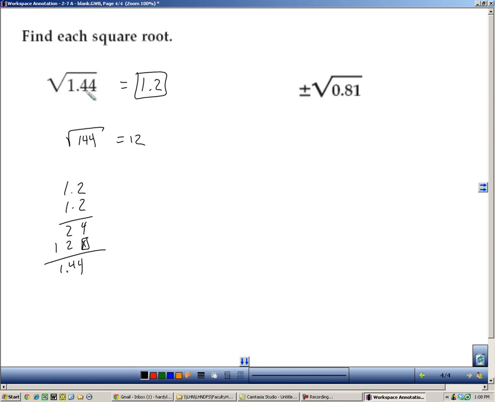So even though that's close to 144, you can still find the square root because the number itself is a perfect square. How about 0.81? Well, the square root of 81 is 9. Well, what about 0.81? Maybe 0.9 times 0.9. 9 times 9 is 81, 2 decimal points. That's correct. So plus and minus 0.9 is the square root.